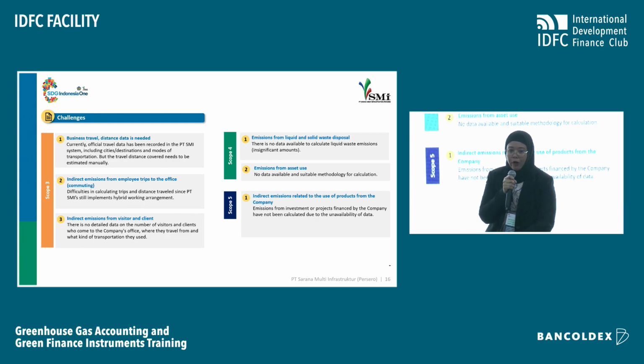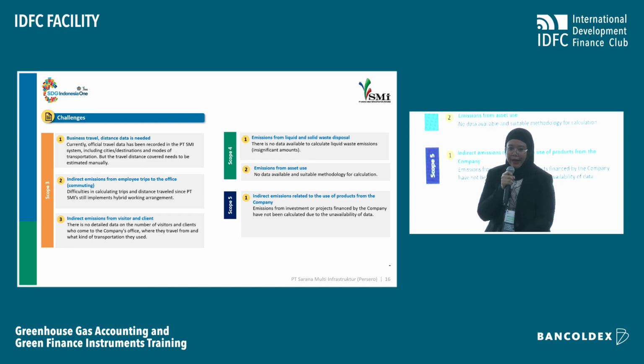From scope 4, we also face a challenge in emission from liquid and solid waste disposal, since there is no data available to calculate liquid waste, and it is a very insignificant amount. The second one is emission from asset use, where no data is available and there is no suitable methodology for calculation yet.